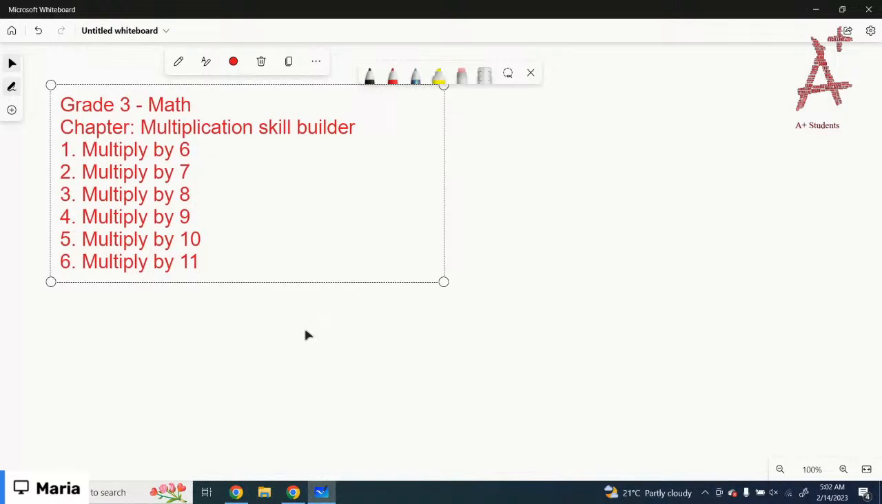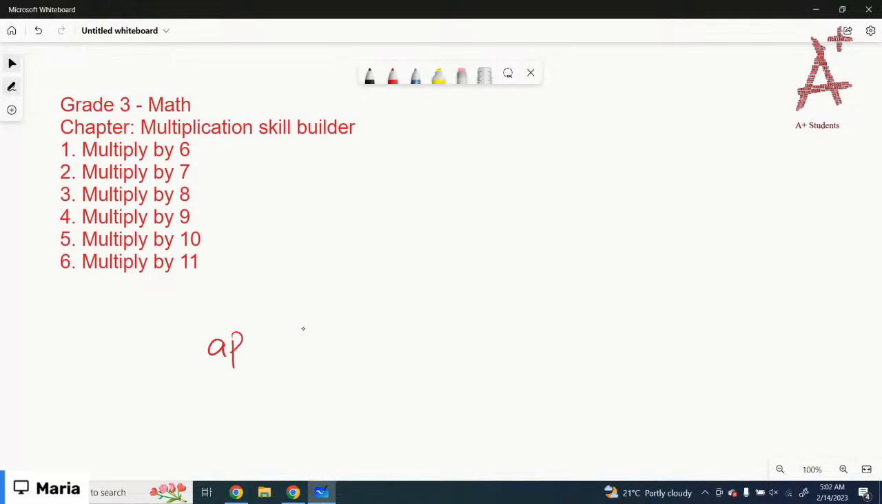So we're going to start with grade 3 maths. You can find all the lessons on aplusstudents.com. You have to log in there using your email address and the password provided by the administrator.